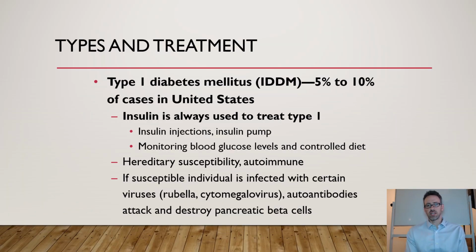So there are different types of diabetes mellitus, type 1 and type 2, and this is actually just a very surface level review, but there are subtypes to this as well. Type 1 diabetes mellitus, otherwise known as insulin-dependent diabetes mellitus, or IDDM, makes up anywhere between 5 to 10% of cases in the US. Insulin is always used to treat type 1 diabetes because the problem is that they don't produce insulin from their beta cells. So they'll need insulin either via injection or an insulin pump, and they constantly have to monitor their blood glucose levels and control their diet and so on.